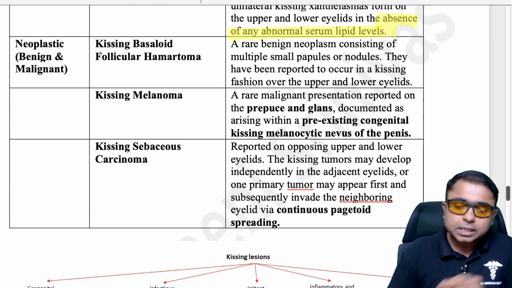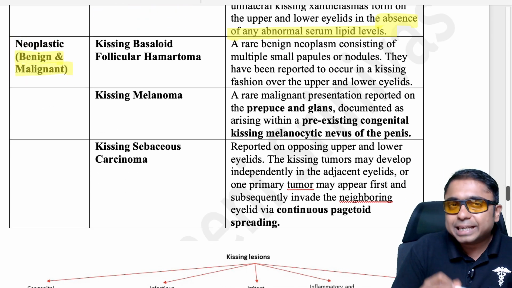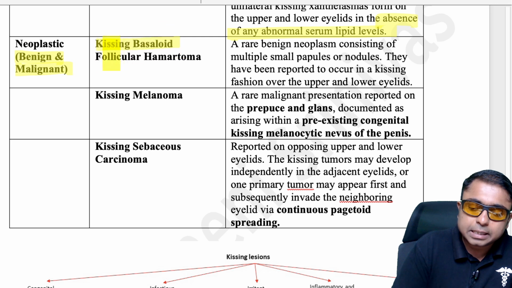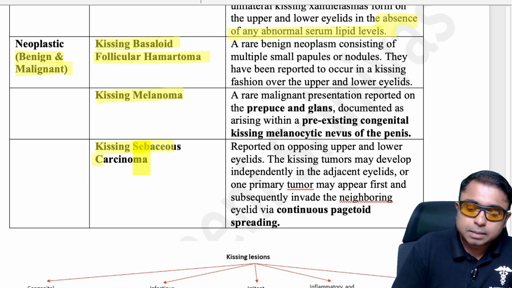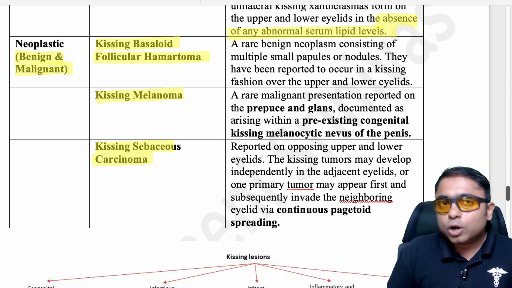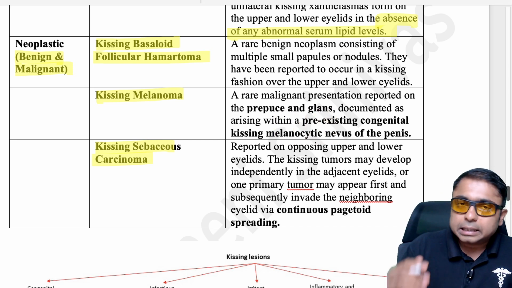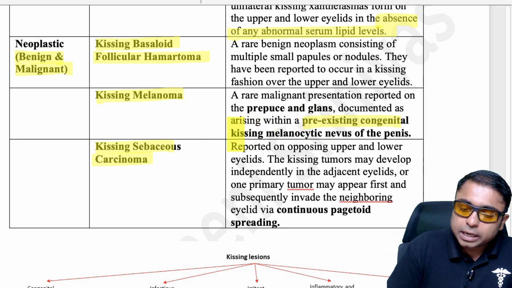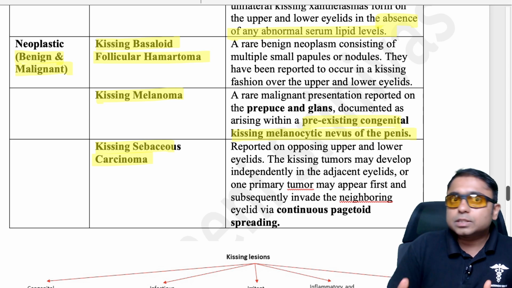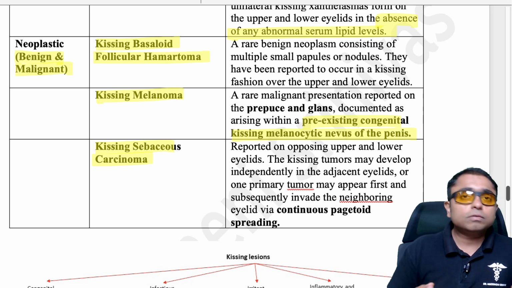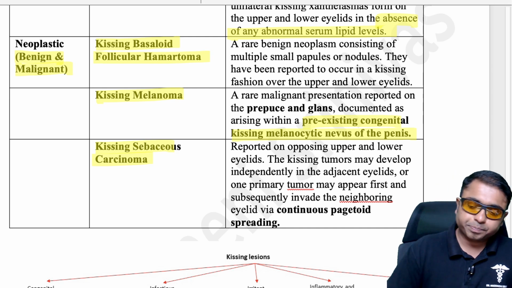And in the neoplasias, you can have benign and also malignant neoplasias, for example kissing basaloid follicular hamartoma, kissing melanoma, and also kissing sebaceous carcinoma. So in kissing melanoma, the point to remember is that a pre-existing congenital kissing melanocytic nevus may get transformed into melanoma. So monitoring of these patients is very, very crucial.